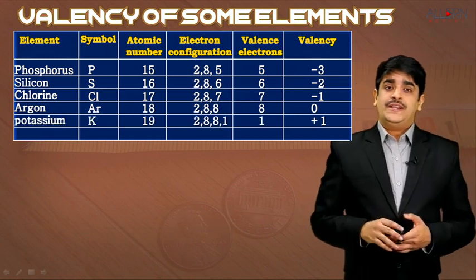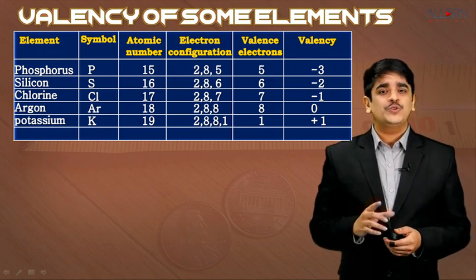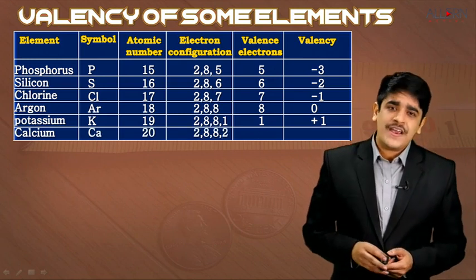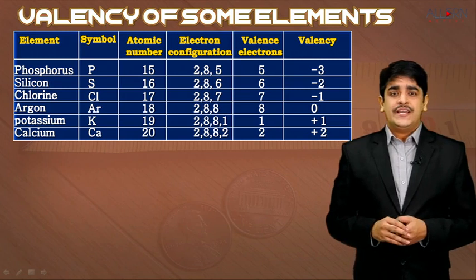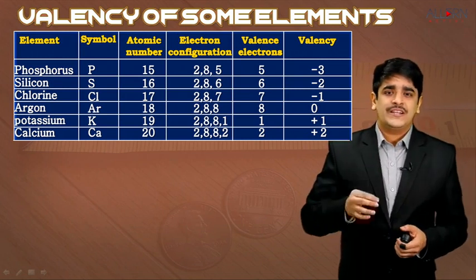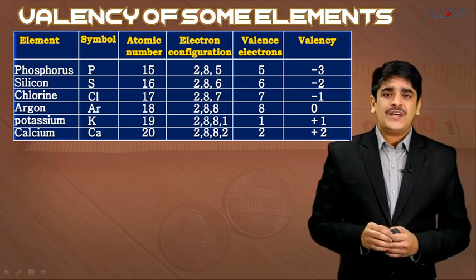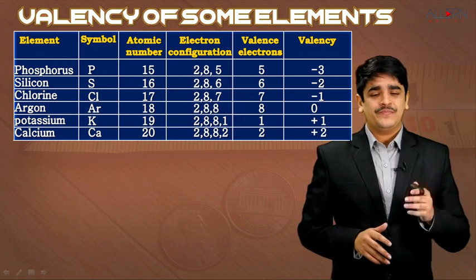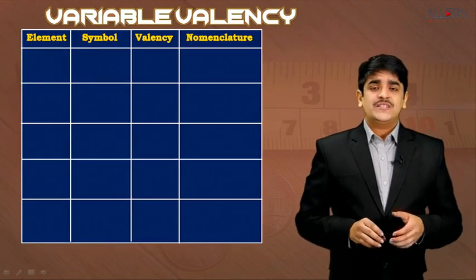Potassium, atomic number 19, configuration 2, 8, 8, 1, it will have to lose 1 valence electron to become like argon, has a valency of +1. And finally we have calcium, atomic number 20, configuration 2, 8, 8, 2, loses 2 valence electrons, gets a charge of +2, right? So that is how you calculate the valency of the first 20 elements of the periodic table, that easily.